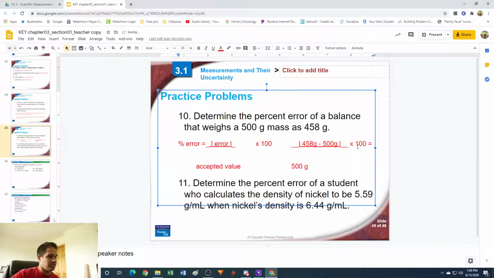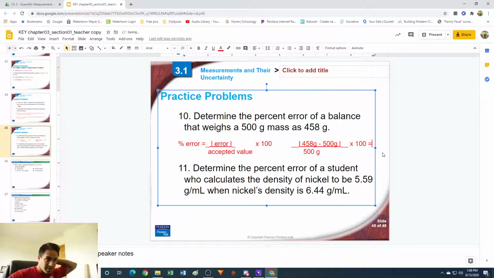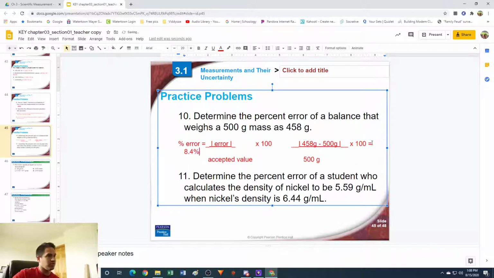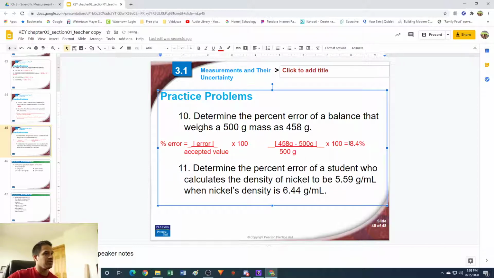Okay, that is going to be equal to, and we'll do this on a calculator real quick. So let's go 458 minus 500 divided by 500, and then times 100 to get a percentage. And I get 8.4% as our percent error. Let's back this up just a smidgen. There we go. Okay, 8.4%. That is our percent error. We'll even highlight this maybe in black just so it stands out more. Okay, 8.4%. That's our percent error.